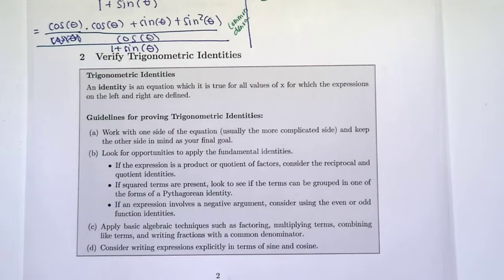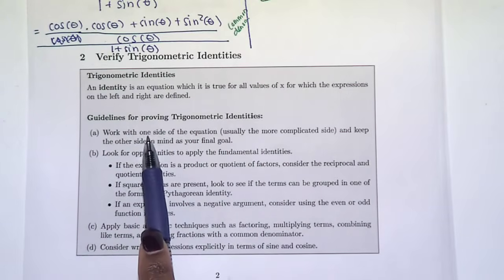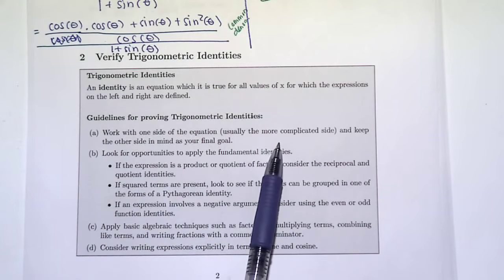And so here are some guidelines to follow. Like I mentioned, all of these problems can be solved different ways and using different techniques, but if you would like some guidelines, here they are. This is crucial: work with only one side of the equation. Don't try to change both sides to make it work. Just start with the more complicated side and simplify it to what the other side looks like.